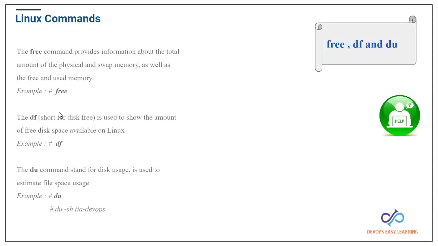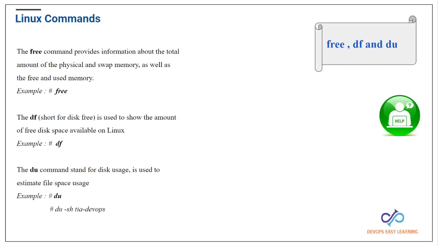Now, what is the free command? The free command in Linux is used to check the memory available, the memory used, and also what is free. The df command basically stands for disk free. This is used to check the size of your hard disk drive, what percentage is used, and also the percentage available.